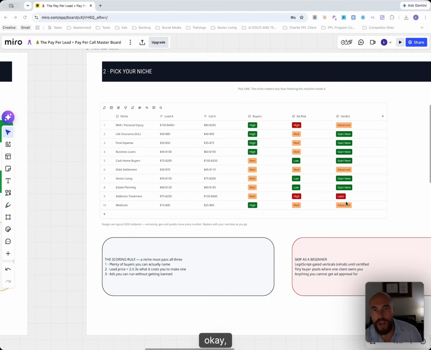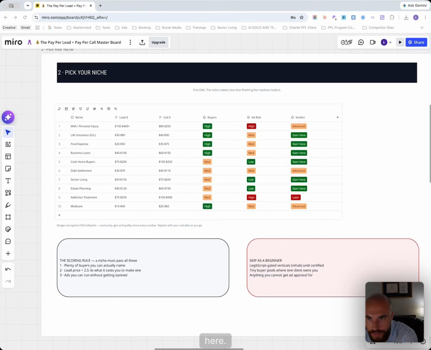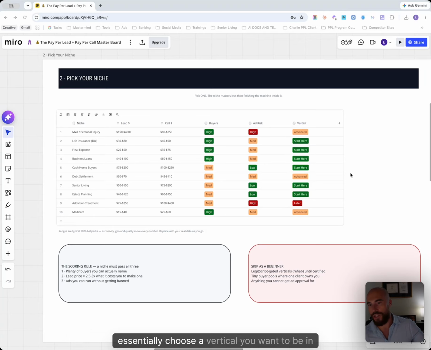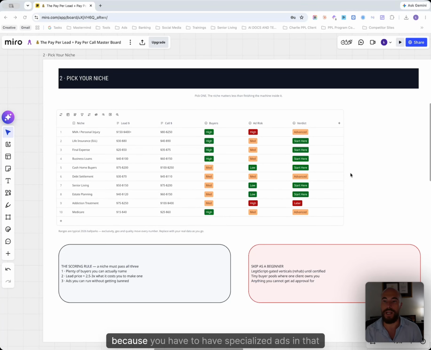So now that we've established how the model works, we want to go into how to pick your niche. There are a couple of different things here. When you pick your niche, it's similar to an agency, right? For an agency, you essentially choose a vertical you want to be in. I do cold email for construction companies. I do cold email for home buyers, whatever it may be. It's the same thing in pay-per-lead. You just pick a niche, because you have to have specialized ads in that niche.